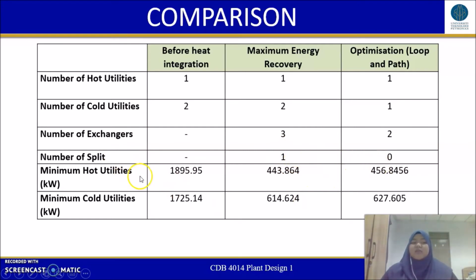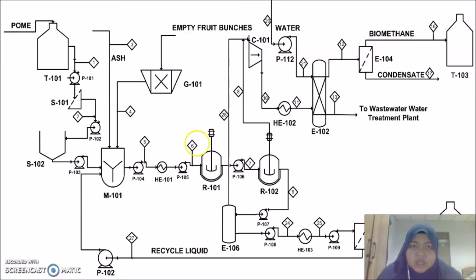We can see that by using the heat integration, we can reduce the amount of utilities used for the process, where, for example, hot utilities go from 1895 to 443. Although after optimization it has a slightly higher duty, it can still reduce the capital cost of the exchangers, because we have removed the uneconomic exchangers. So I will next go to the process flow diagram.